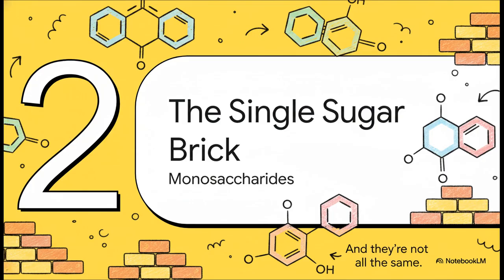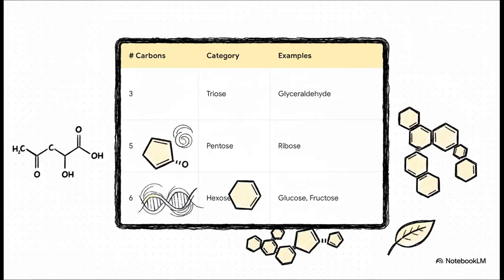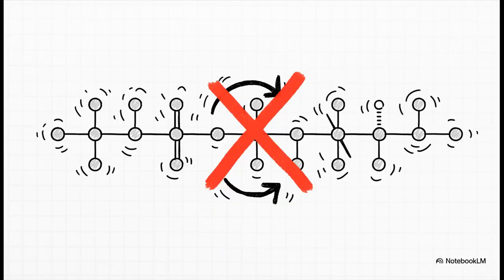All right, let's meet that single brick, the monosaccharide. This is it. This is the fundamental unit, the basic building block that everything else is made from. But you know, they're not all created equal. The simplest way we classify these little guys is just by counting their carbons. A 3-carbon sugar is called a triose. A 5-carbon one is a pentose, and that group includes ribose, which is a super important part of our DNA. But the one we're really going to focus on is the 6-carbon hexose group, which includes the most famous sugar of them all, glucose.